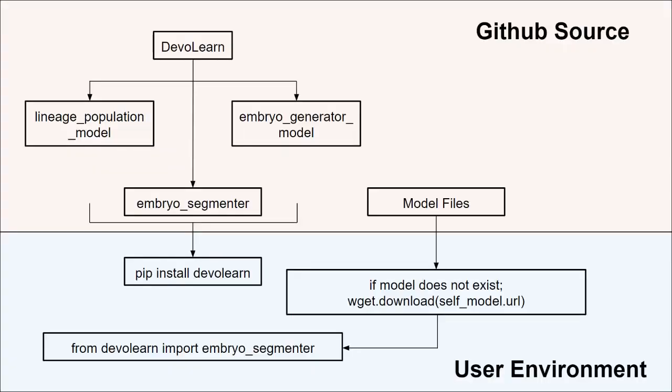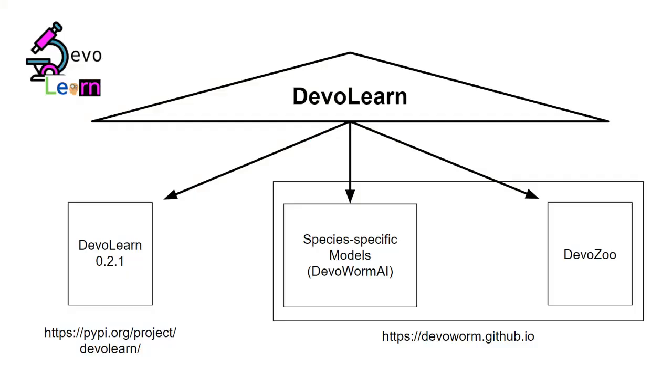And this is, of course, a schematic of the GitHub source and the user environment in this program as it stands right now. So we have a lot of functionality built in already, but we're looking to expand it out. But then we also have this platform. We not only have the standalone platform released as open source software, but we have this umbrella of things.